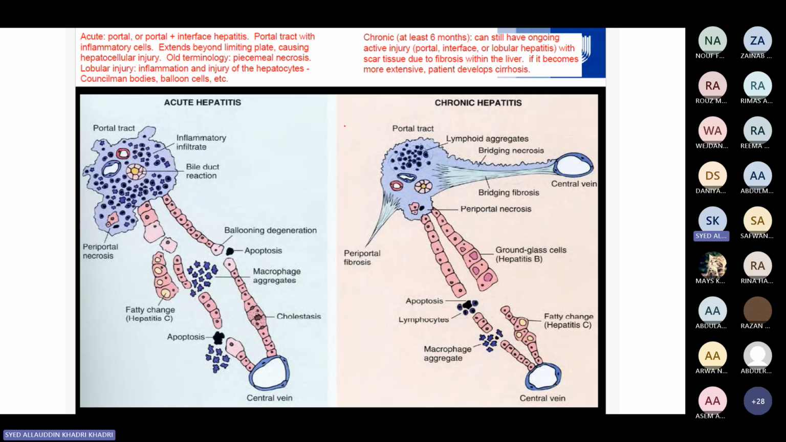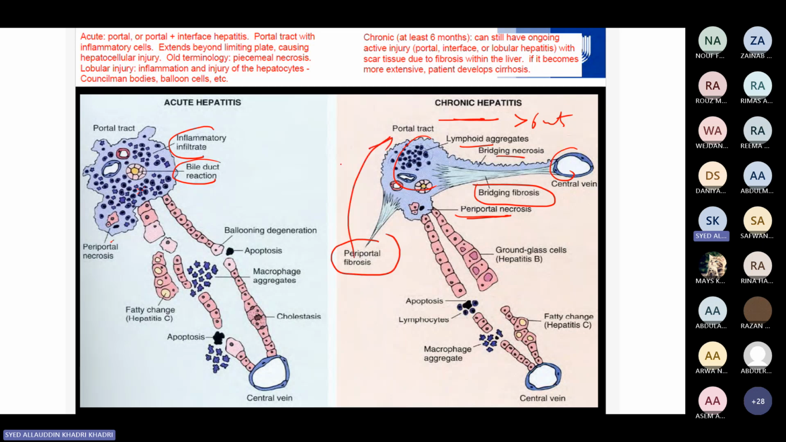I just want to show the difference in chronic hepatitis, which lasts more than 6 months. This is very, very important. You can see the lymphoid aggregates and bridging necrosis from the central vein to the portal tract. This particular thing occurs in chronic hepatitis. There will be periportal necrosis, as compared to acute hepatitis, where there's only bile duct reaction and a lot of inflammation. You can see a lot of inflammatory cells, periportal necrosis here. The periportal fibrosis occurs over here in chronic hepatitis.